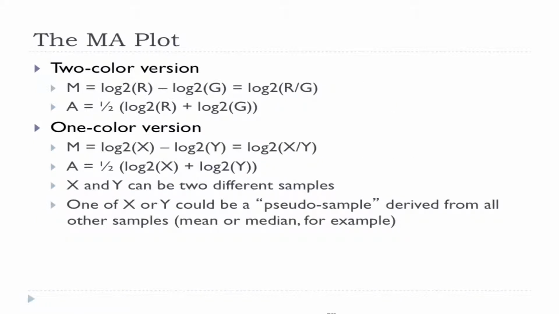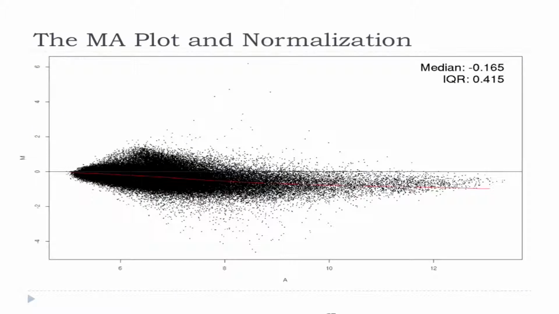So one thing that helps me think about normalization is the MA plot. Here's what it looks like. The M values are relative ratios, so ratios of one sample to another, or on a two-color array, the red channel to the green channel. And then along the A axis is the average expression. So you basically just take the average log expression: log sample 1 plus log sample 2, divided by 2.